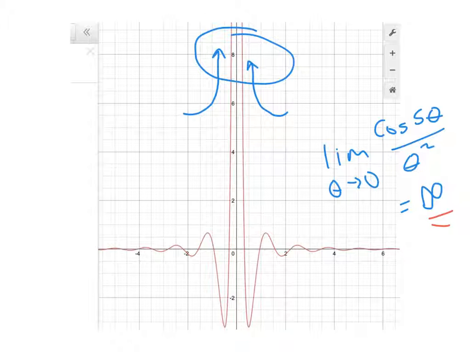And since it's happening the same way on both sides, our little finger trick works. Our fingers are pointing in the same direction. So we can say that this limit is positive infinity.